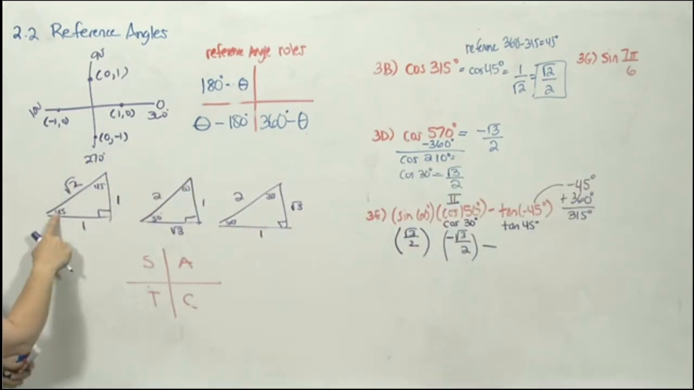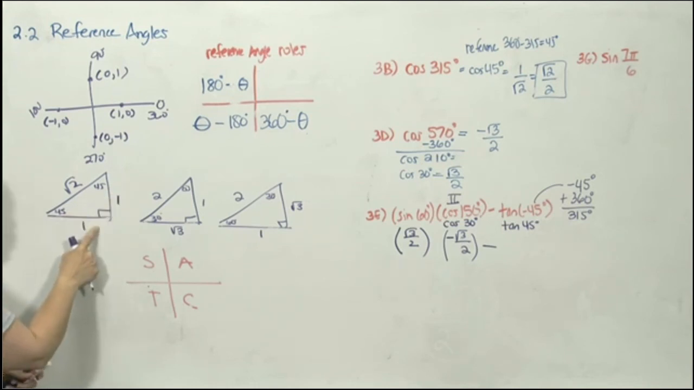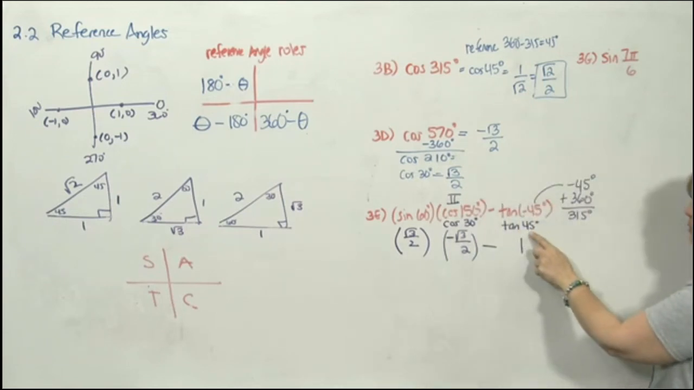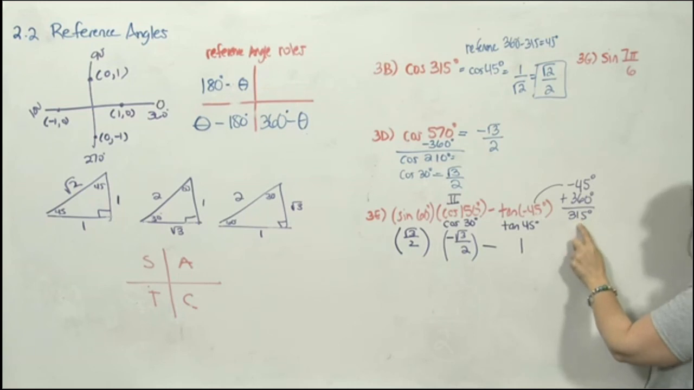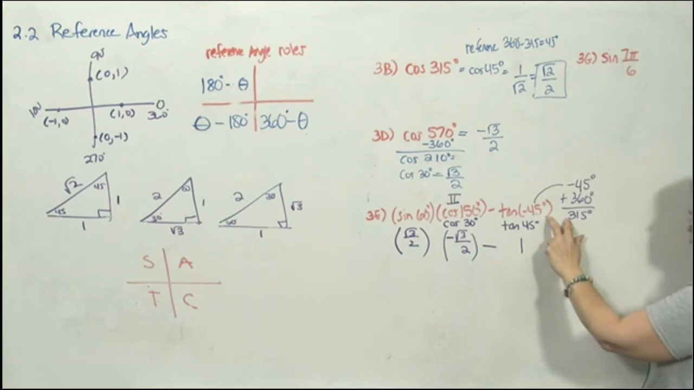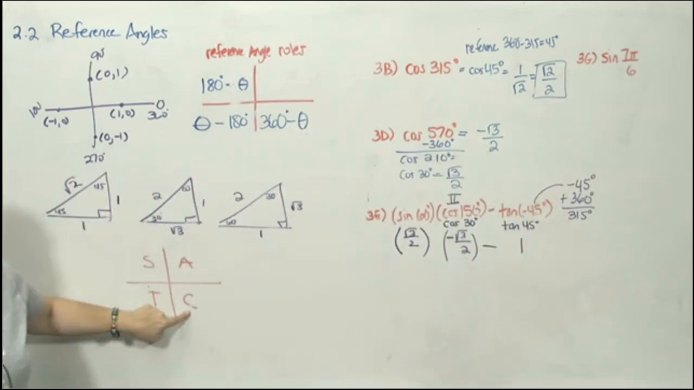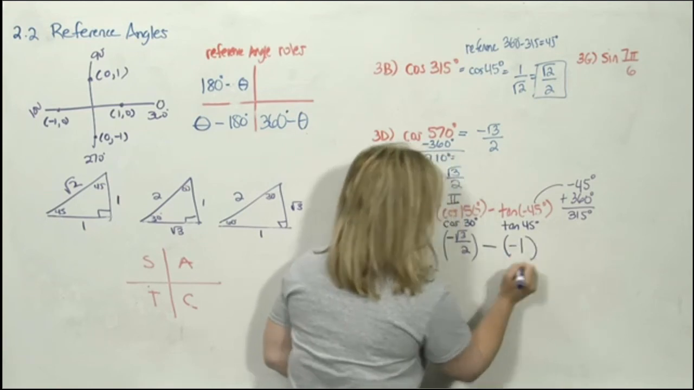45 is here. Tangent is y over x. So that would be 1 over 1, which is 1. But remember, we're not dealing with 45 degrees. We were dealing with negative 45 degrees. Negative 45 degrees, terminal ray, would land in the same spot as 315 degrees, terminal ray would land. These two would land in the same spot. In quadrant 4, who's positive? Cosine, which means this tangent value would also be negative.